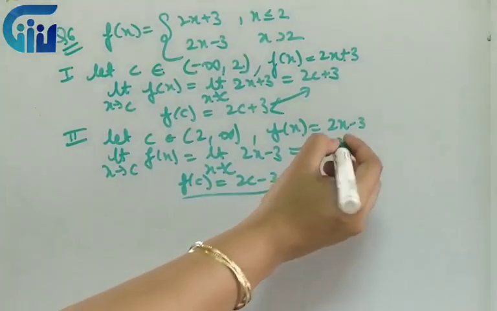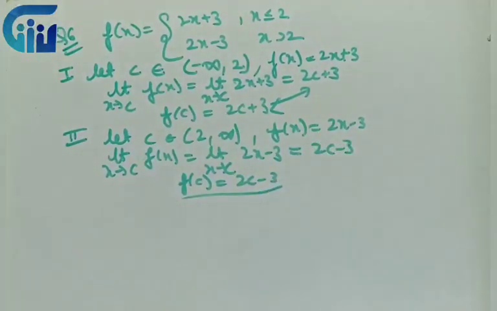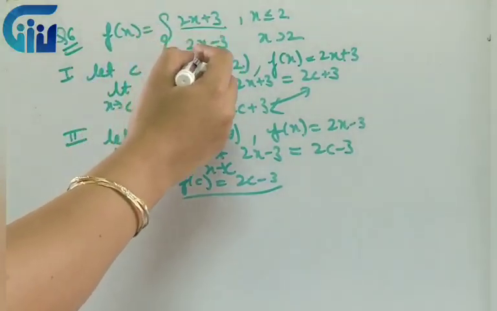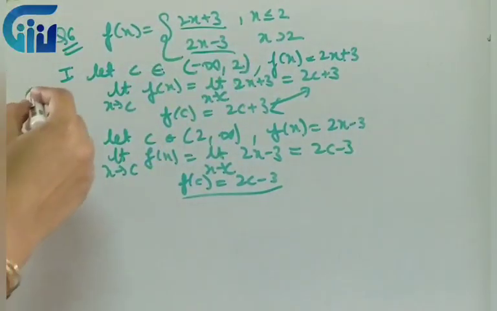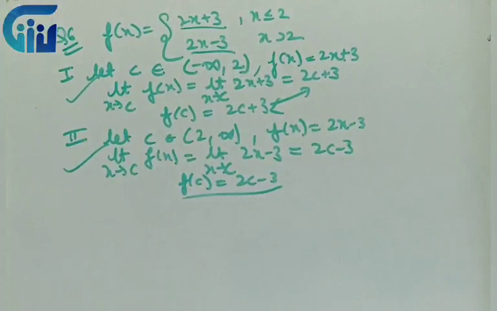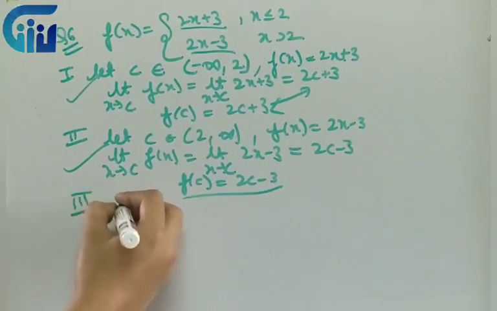Both the values are equal. This will always come out to be equal because we have only one function for all the points. So this will always be continuous. These 2 cases will always be continuous. The crucial point will always be the point at which it is equal to the given point. So this third point is the crucial point.